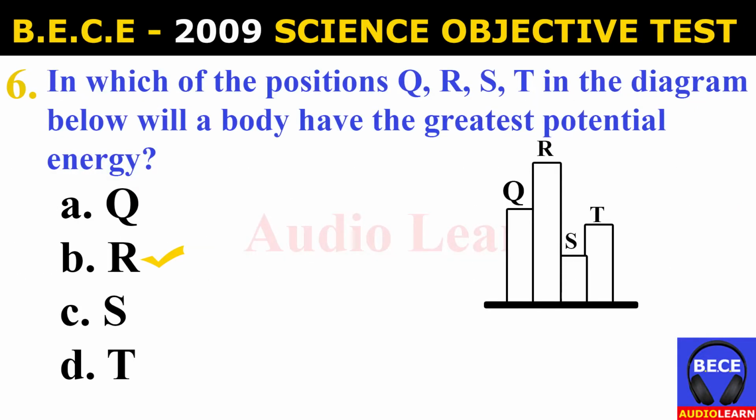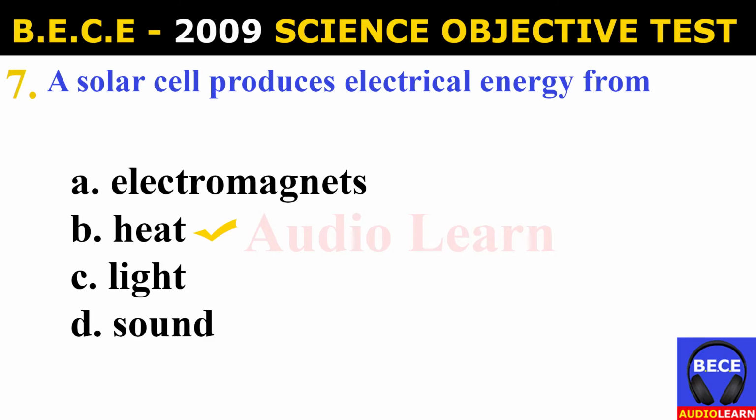Number 6. In which of the positions Q, R, S, T in the diagram below will a body have the greatest potential energy? A. Q. B. R. C. S. D. T. And the answer is R. Number 7. A solar cell produces electrical energy from A. Electromagnet, B. Heat, C. Light, D. Sound. And the answer is B. Heat. A solar cell produces electrical energy from heat.